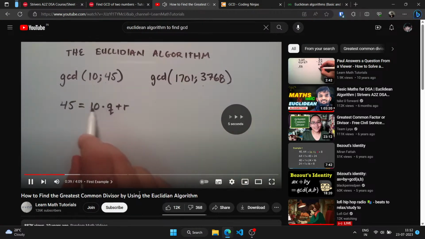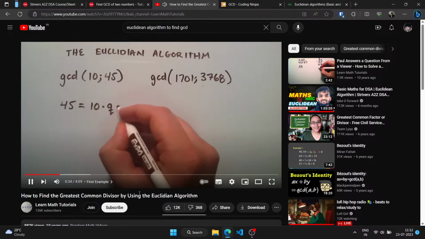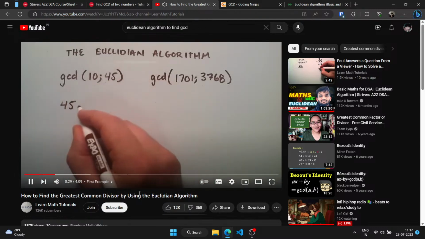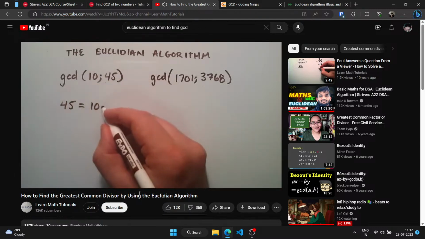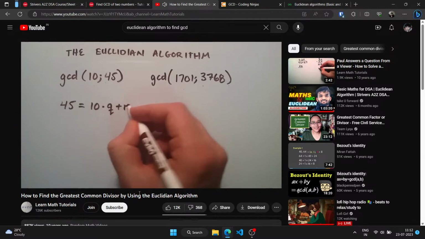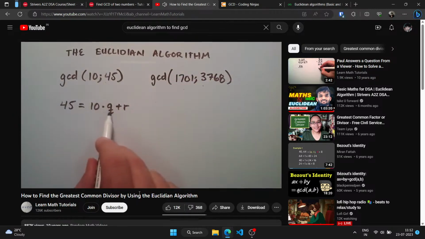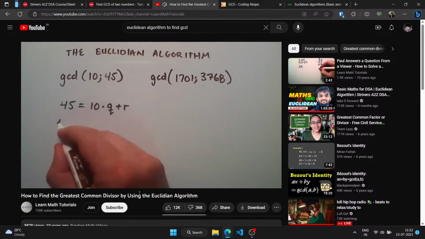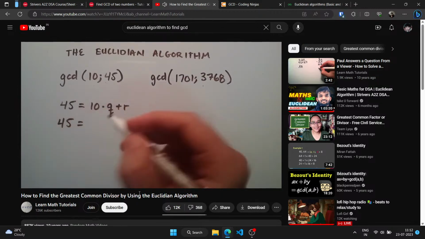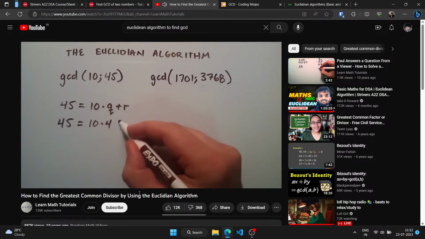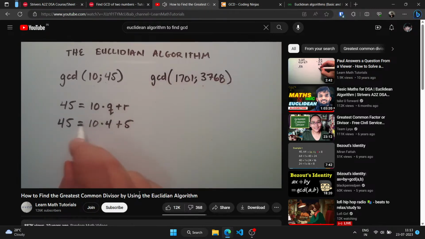So how many times 10 goes into 45: some number q. In this case it's going to be 45, and then we set it equal to the smaller number times some number q plus some number r. The q is how many times 10 goes into 45. The r is the remainder of that result. So for our case, it's going to be 45 is equal to 10 times 4 plus 5. 10 goes into 45 4 times with a remainder of 5.